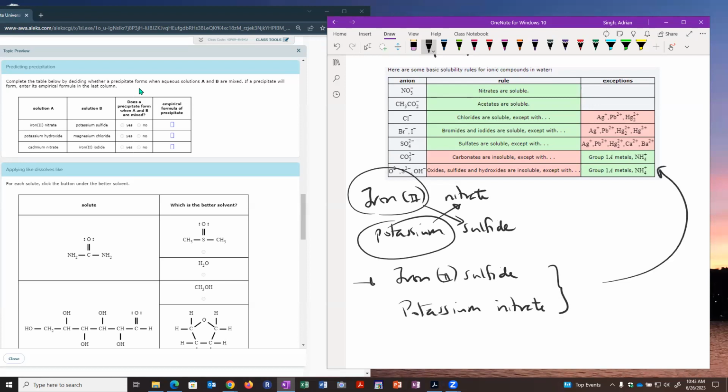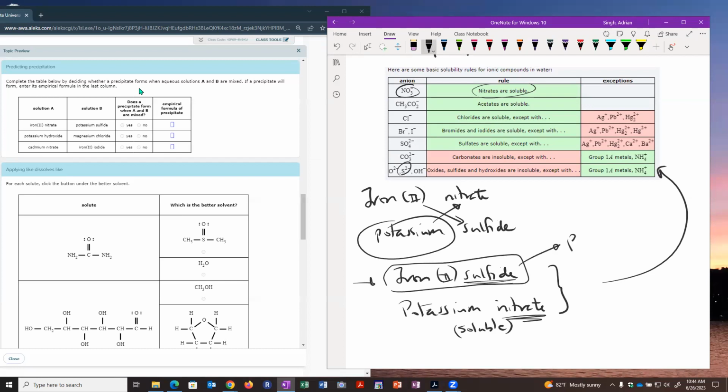So potassium nitrate has the nitrate in it. Let's see, nitrates right here. All nitrates are soluble. So this will dissolve. This will not form a precipitate. And then the iron 2 sulfide has sulfide in it. Let's see, the sulfide is the S2 minus. So there it is. And sulfides are generally insoluble. So right now we're thinking this could be the precipitate. Let's see if there are any exceptions that include iron. No, iron is not in group 1A and it's not ammonium. So this then will be your precipitate, because according to the table, it's insoluble.